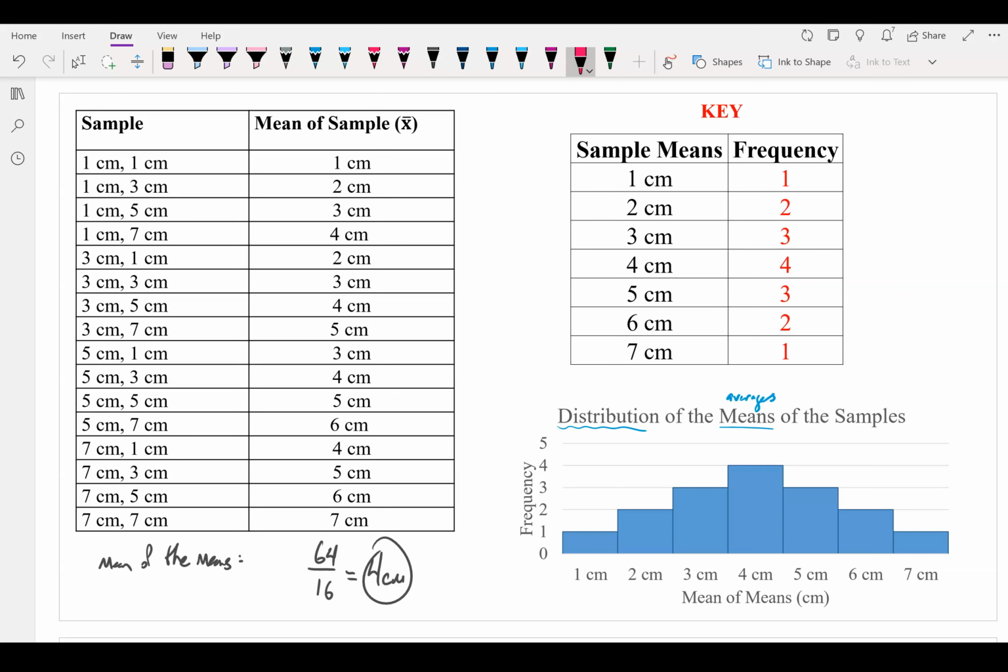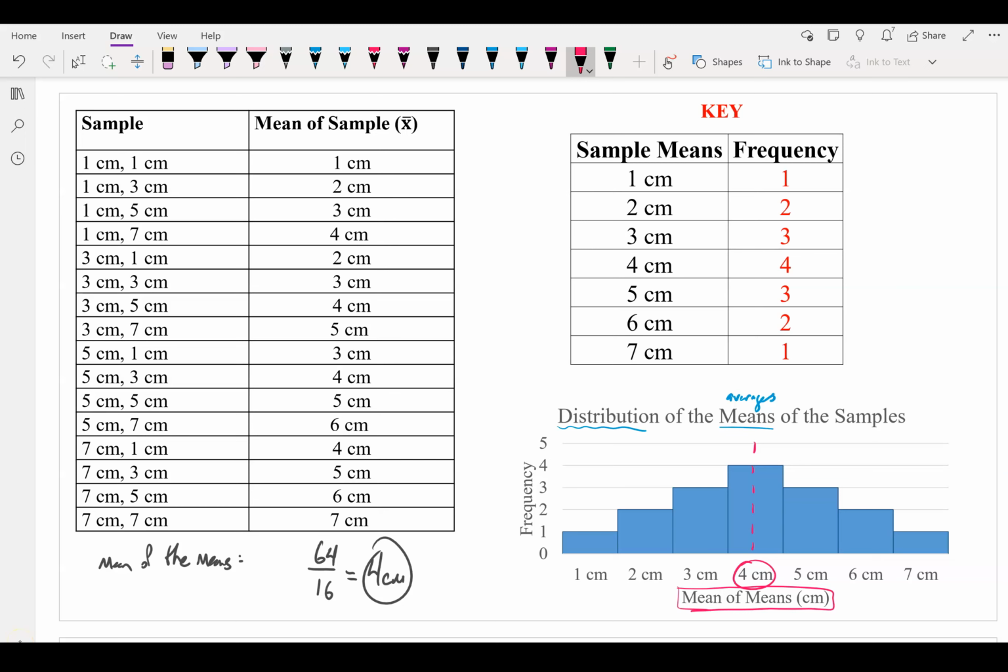A bit of an easier way to get the mean of the means is to remember that if this is a standard distribution, which it is, the mean is going to be right in the center. So the mean of the means, remember, because this distribution is made up of the means, the average of the means is the middle value here, or the mode, or the mean. It's all the same thing. So that's a nice way to work it out too. You know that it's going to be right in the middle.